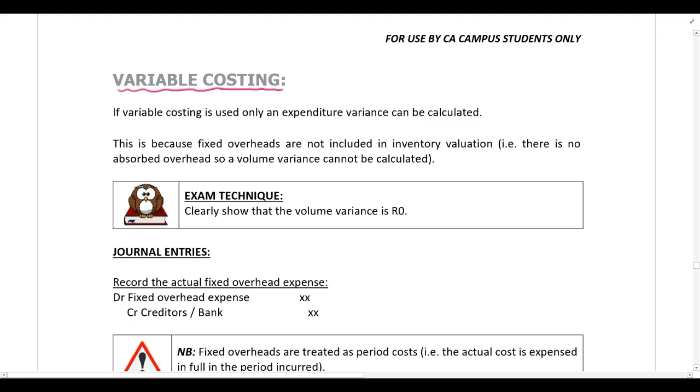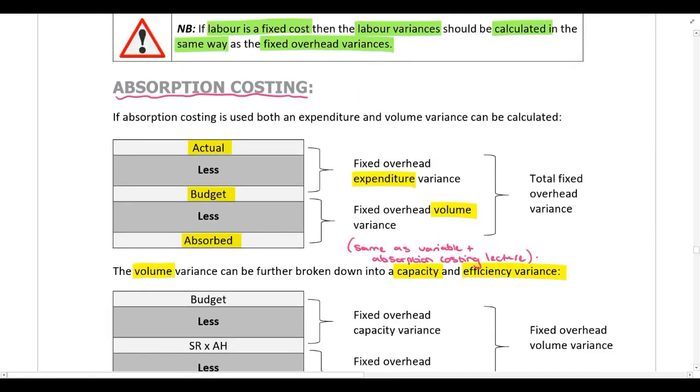Please note, if variable costing is used, remember, with variable costing, we only include variable production costs in the value of inventory. Fixed costs are expensed in the period incurred. On the other hand, with absorption costing, we include both fixed and variable manufacturing costs in the value of inventory. So that's why we calculate an absorbed cost. Remember, this is to comply with IAS 2. First, we calculate an allocation rate, which is based on normal capacity. Then after we've calculated the allocation rate, we calculate the absorbed cost, which is the allocation rate multiplied by actual production.